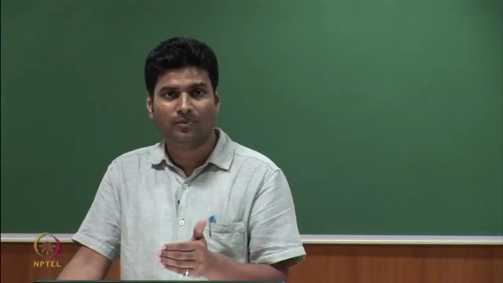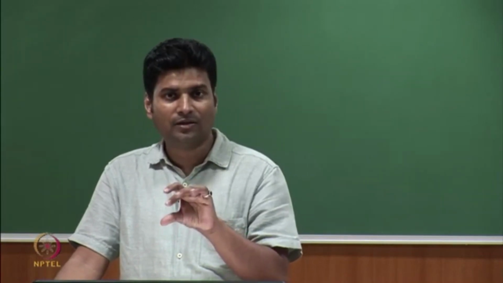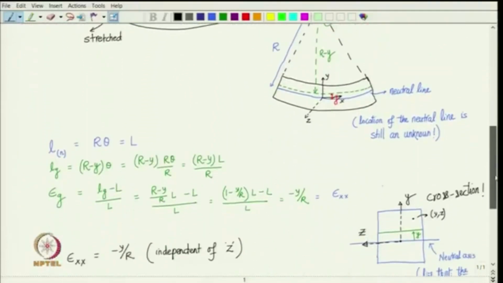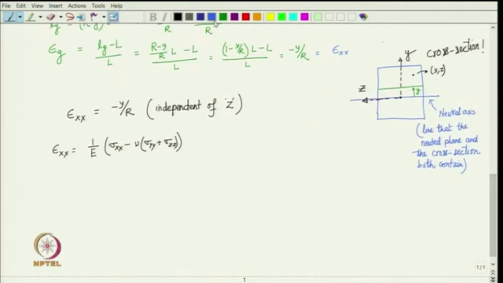So, it is an approximation. Likewise, sigma z z is also 0 at any point in the beam. And why do we do this approximation? Is because the beam is allowed to relax freely. So, if you allow me to use that approximation, then we can come back to this equation and say that sigma y y is 0 and sigma z z is 0.